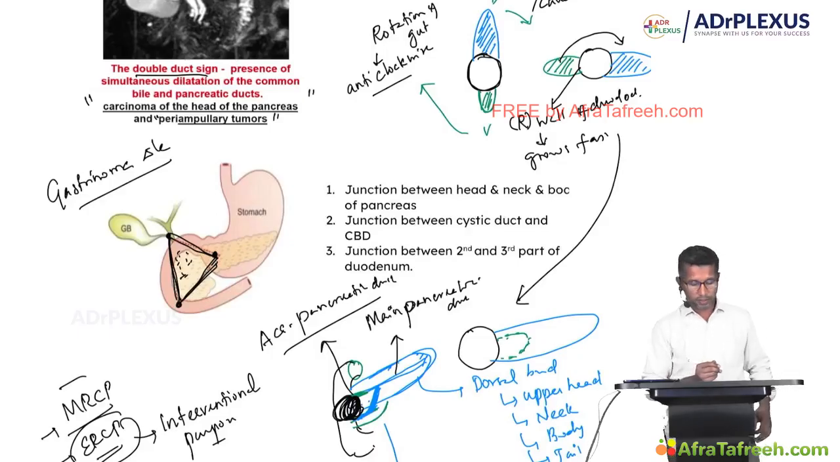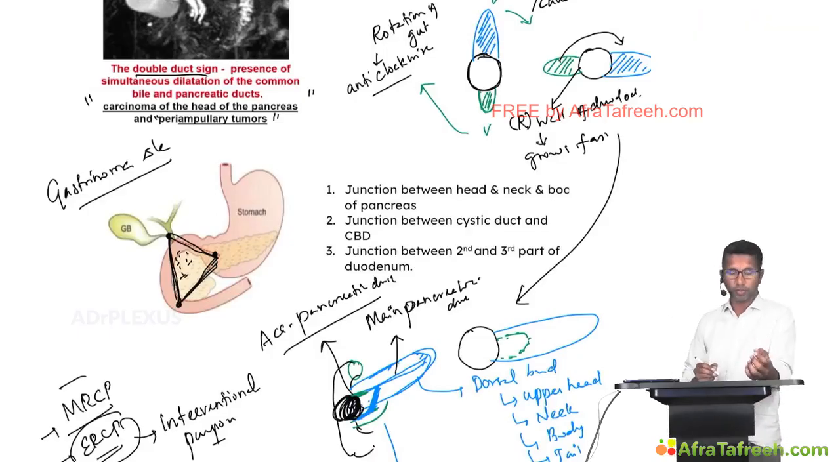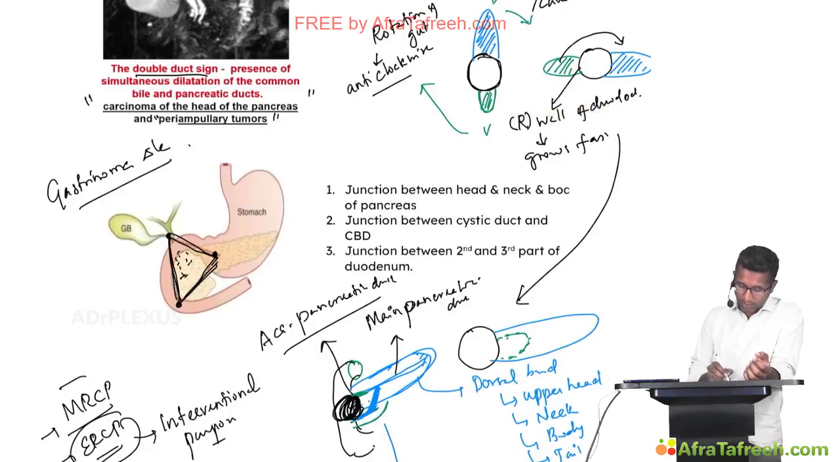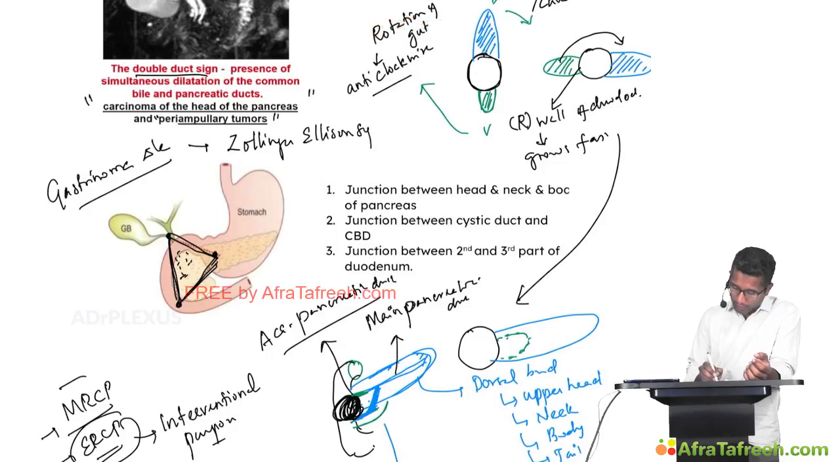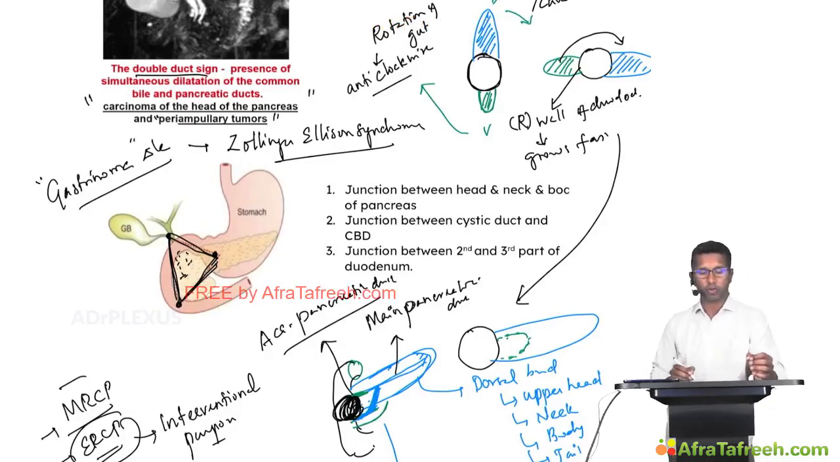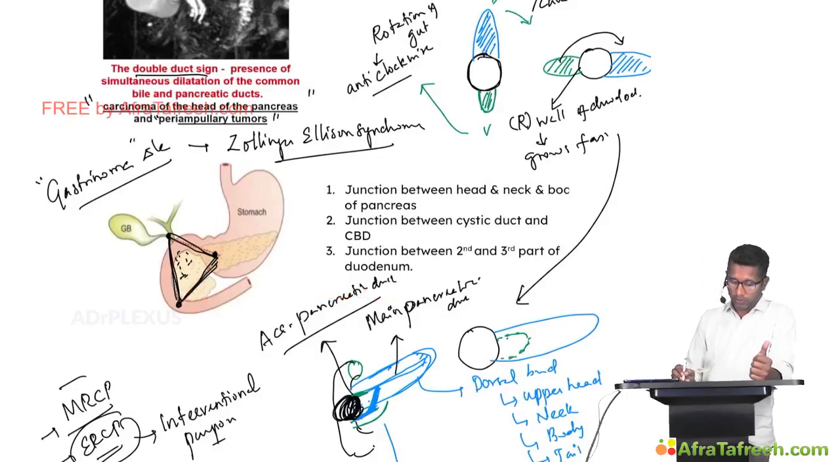This gastrinoma is a tumor which is seen commonly in a syndrome called Zollinger-Ellison syndrome. In Zollinger-Ellison syndrome, you get a lot of gastrinomas, and the gastrinomas are commonly seen within this triangle, and this triangle is called the gastrinoma triangle.